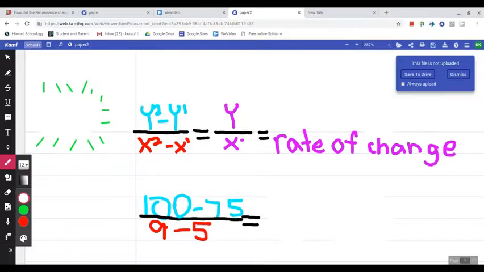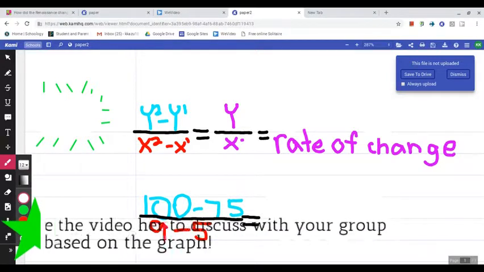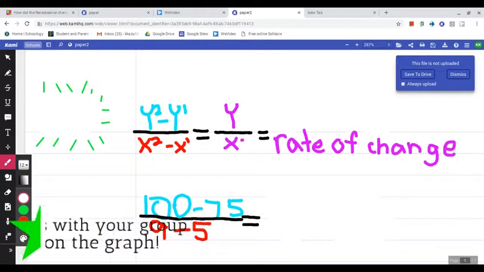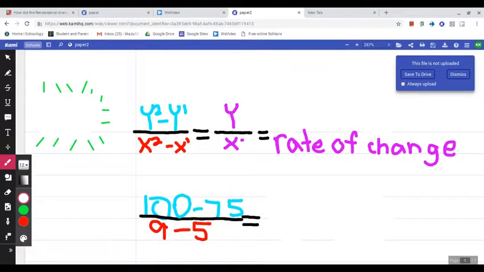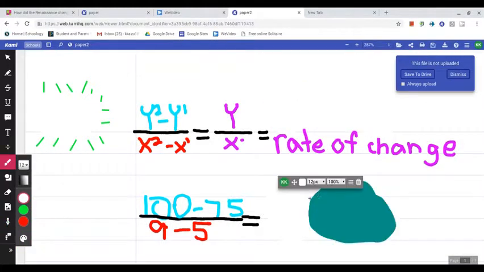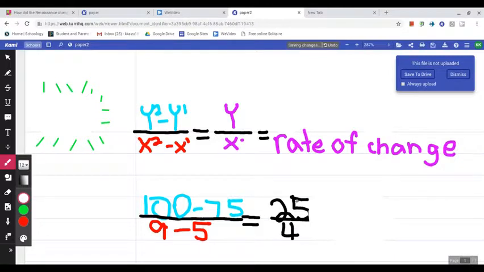Instead, we're going to use an equation, y2 minus y1 over x2 minus x1. So I already put in the numbers for this, so we're going to solve this. 100 minus 75 is 25, and 9 minus 5 is 4. If we simplify this, it's going to be 6.25 over 1.